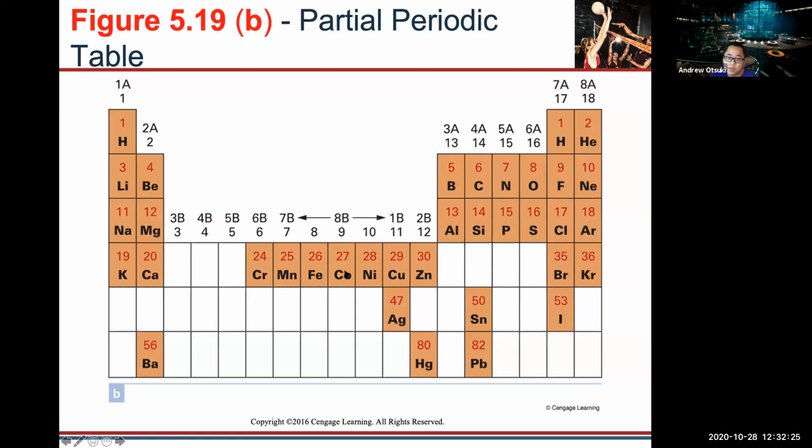Iron, cobalt, Ni is nickel, copper, Cu, zinc, Br, bromine, Kr, krypton. We're going to skip most of the other transition elements. Ag is silver, Sn is tin, so that's a weird one. Iodine, or iodine. Ba, barium, an earth metal.